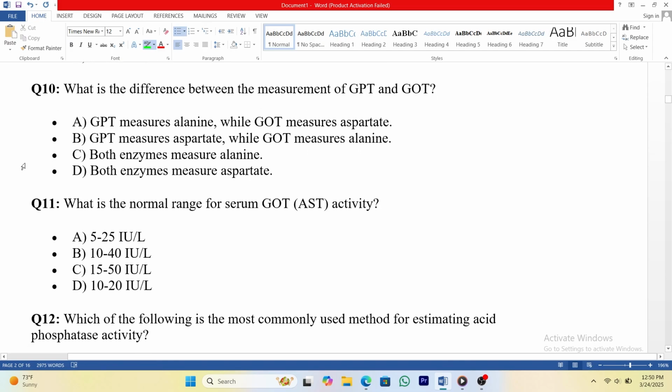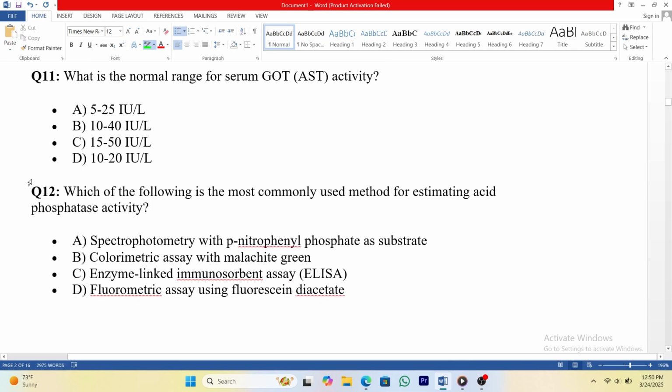A. GPT measures alanine, while GOT measures aspartate. B. GPT measures aspartate, while GOT measures alanine. C. Both enzymes measure alanine. D. Both enzymes measure aspartate. Answer, A. 11. What is the normal range for serum GOT, AST, activity?